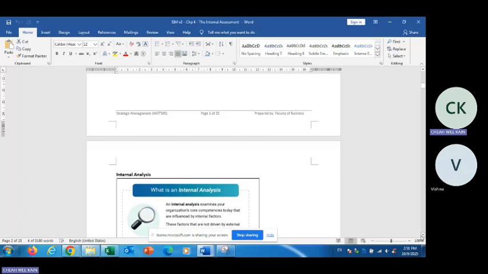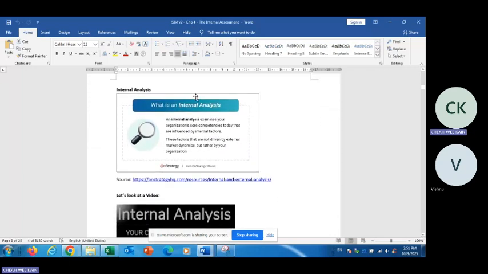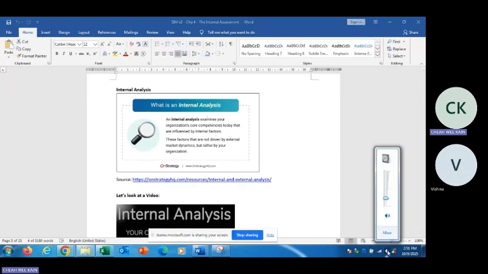Okay, so let's look at the infographic. What does internal analysis mean? Examining your organization's core competency. Today, they are influenced by internal factors. These factors are not driven by the external market, but rather by your own organization, your own internal weakness and internal strength. So when you're doing this, please be honest about your strengths and weaknesses.